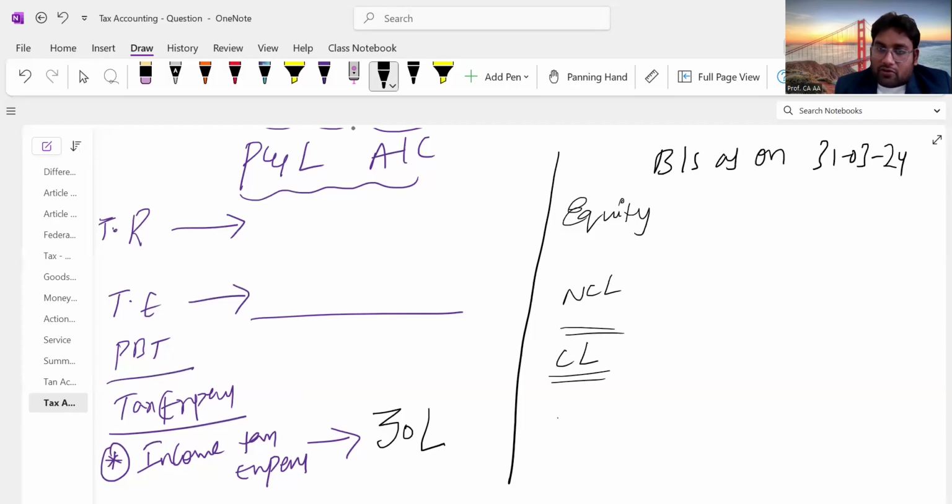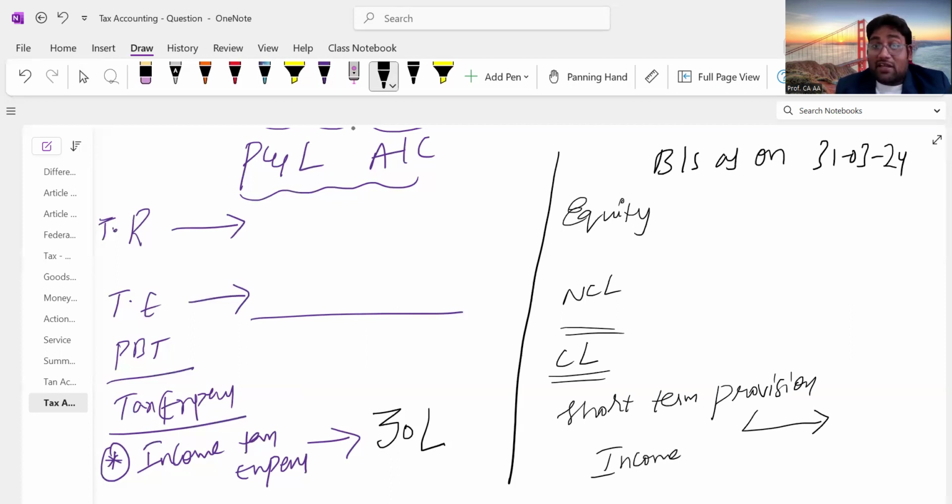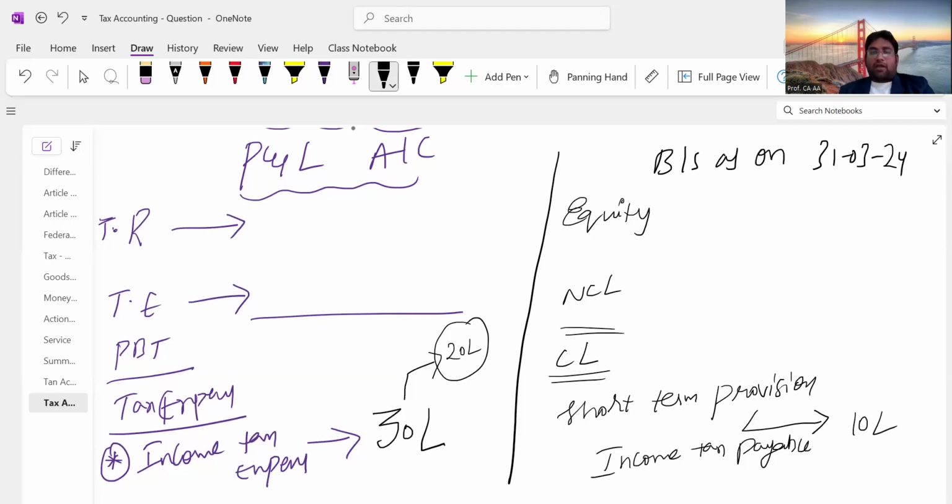Under current liabilities, you will get something called short-term provisions. Under this, you have to write income tax net expense. That means out of this 30 lakhs, we paid 20 lakhs. So remaining how much? Income tax payable, how much? 10 lakhs. That's it. So this 10 lakhs will be shown here.